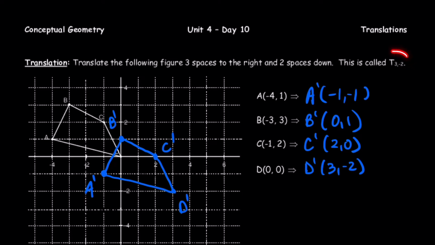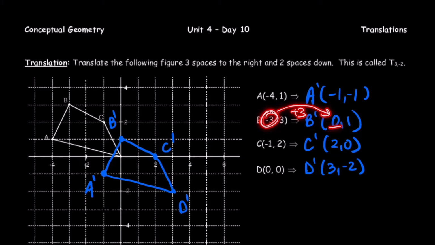Also, I want you to notice this notation. Capital T is a translation. And these numbers here tell you where to move. So in this particular case, that 3 meant right 3, and that -2 meant down 2. Also, I want you to notice going from A to A prime, I went from a -4 to a -1. That's adding 3. That's this number right here. And the same thing can be done to all of these.